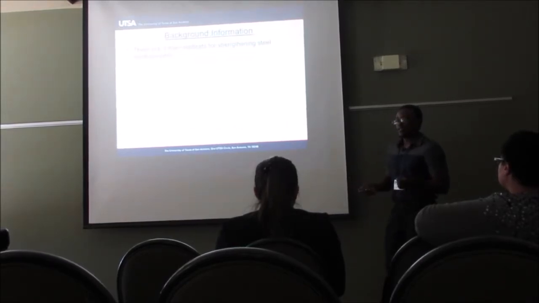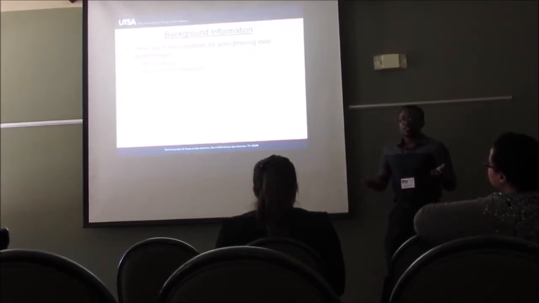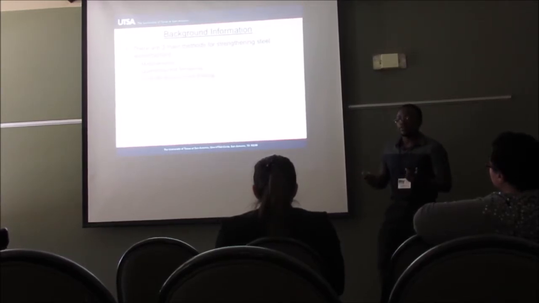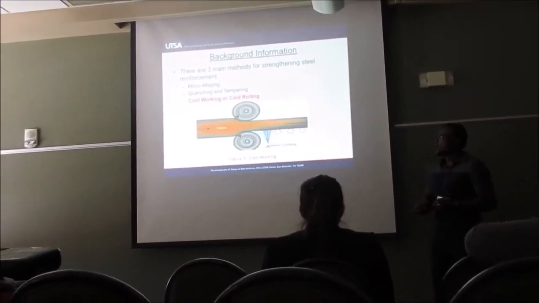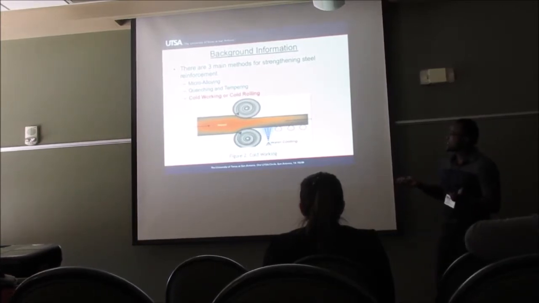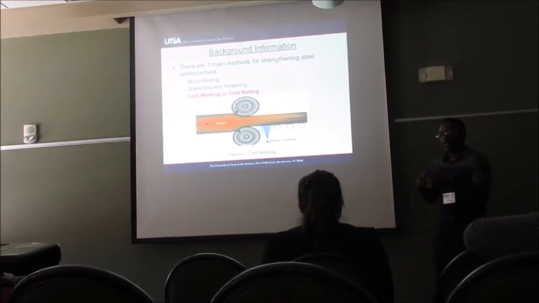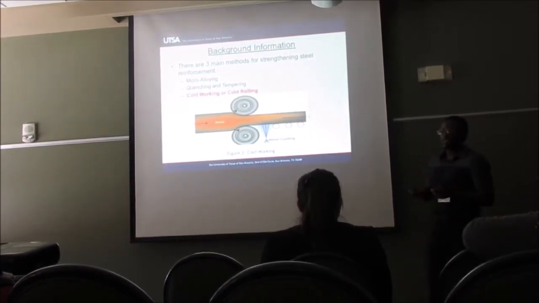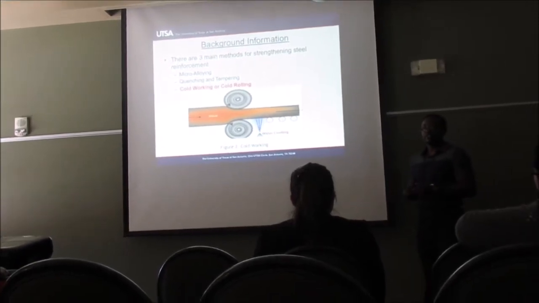There are 3 methods currently used in the production of high-strength reinforcement. The first method is known as microalloying. The second method is quenching and tempering, and the third method is cold rolling or cold working. The bars that we used in our study were made using the cold rolling or cold working method. That method is basically when the steel is below the recrystallization temperature, you use a big roller to push the microstructure together, and by that you increase the strength of the bar, but then you run into a problem that your bar becomes very brittle and you lose ductility and flexibility in the bars.